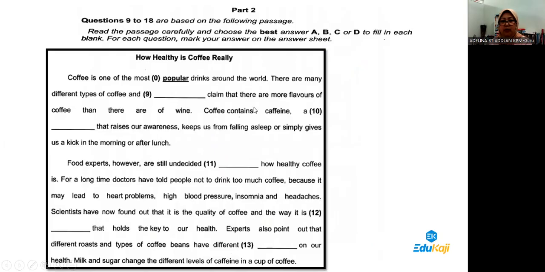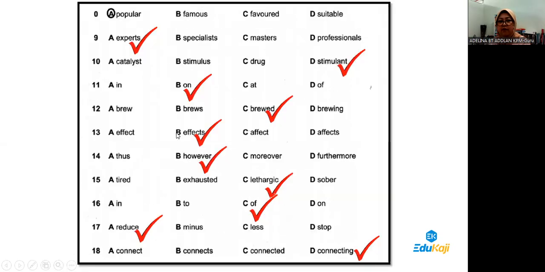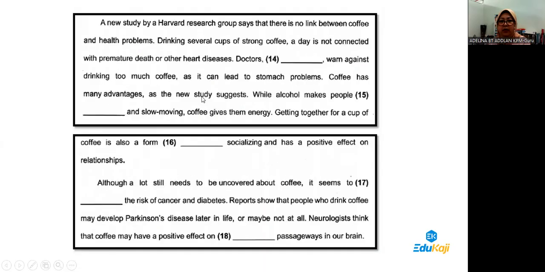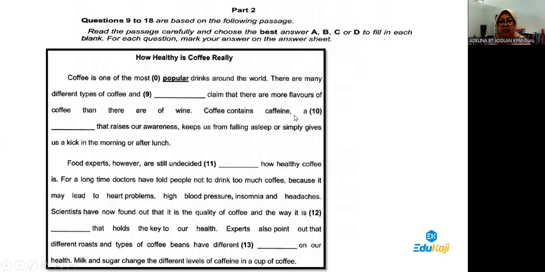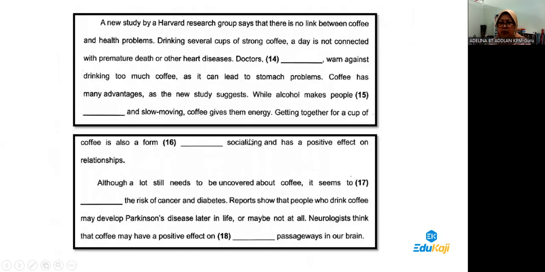who claims that there are more flavors of coffee than there are of wine? So definitely when you talk about coffee, it has to be experts, not specialists, not masters, and not professionals. Okay. Number 10, coffee contains caffeine, a what that raises our awareness, keeps us from falling asleep. Is it a type of drug? What do you think?